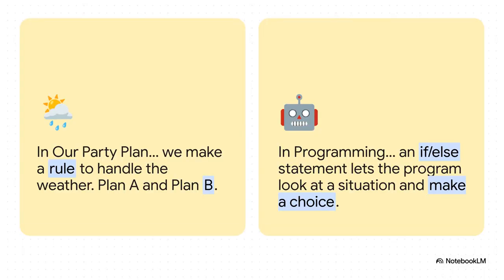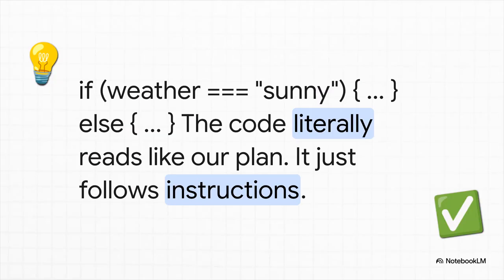This simple party rule translates directly into code. That if-else statement you hear about, it's just a way for our program to look at a situation, check the rules we gave it, and then make a choice. See what I mean? The code literally reads just like our plan. Hey computer, if the weather is sunny, do this. Otherwise, do that. The program isn't doing some kind of magic here. It's just following the clear, logical instructions we already wrote down.